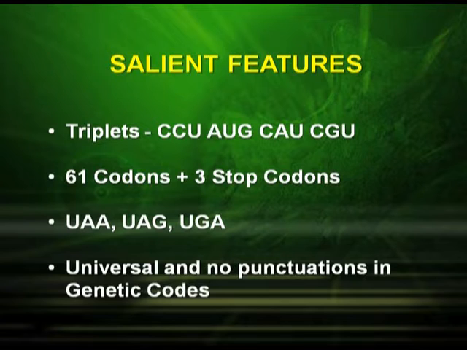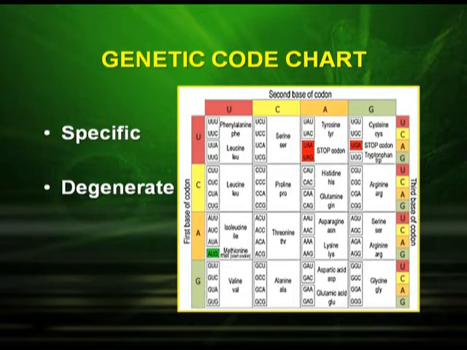Another very important feature is that it is universal and there are no punctuations in the genetic code. There are no commas. Another important feature is that the genetic code is specific, whether it is a bacterium or a human being, the 3 bases code for the same amino acid. So it is very specific. The second important property is that it is degenerate. That means one amino acid can be coded by more than one codon.